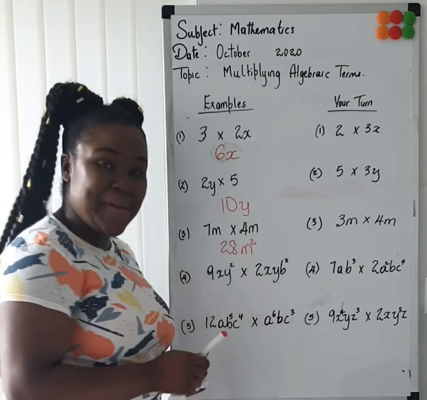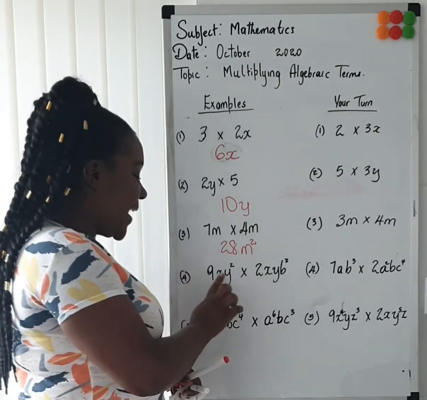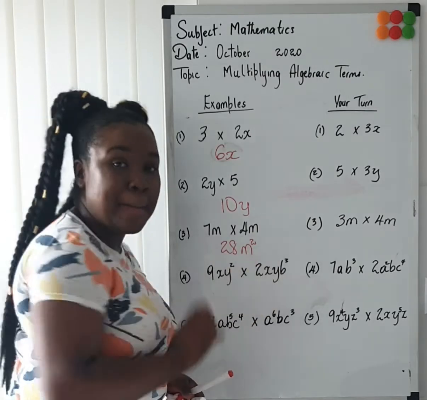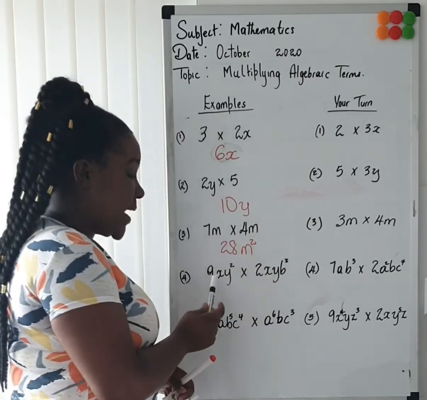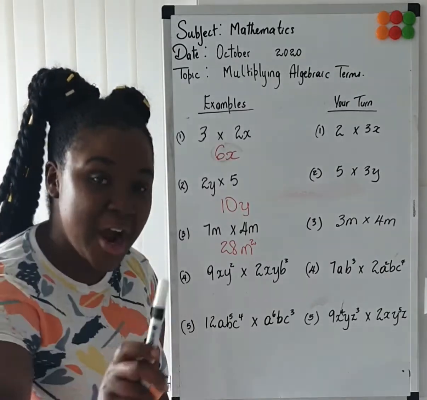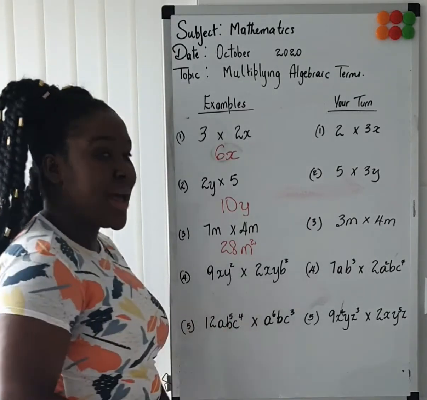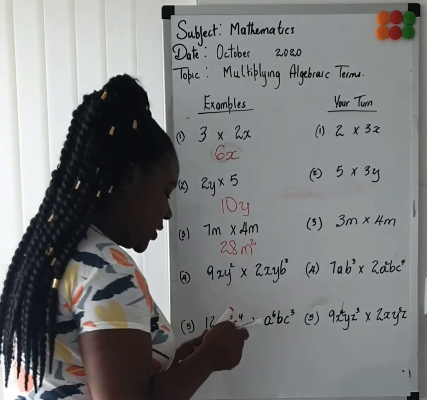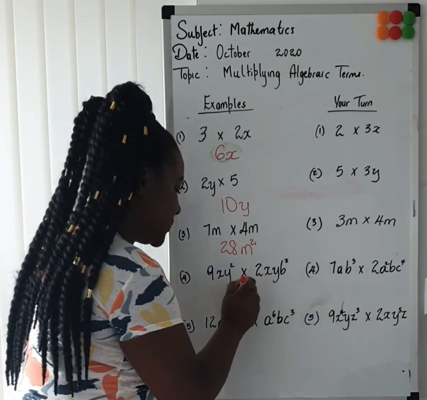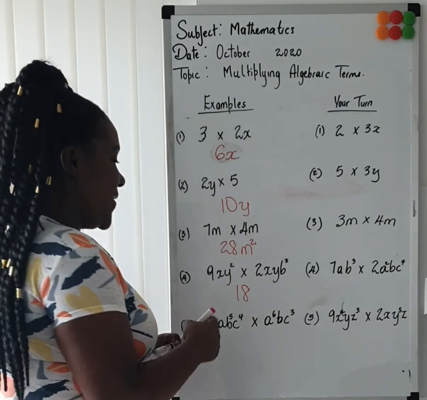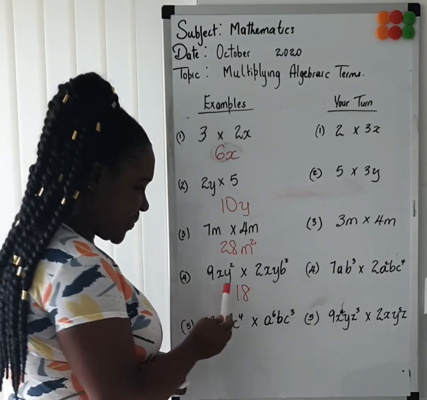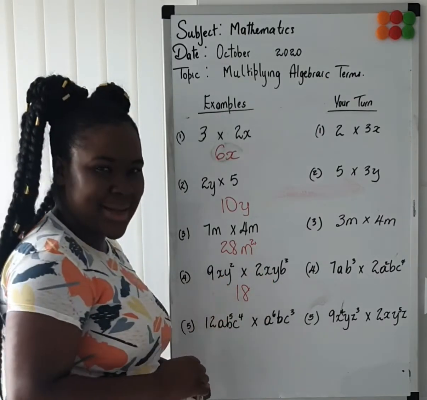So let's go with number 4. We have 9xy squared times 2xy, b to the 3rd power. We're going to multiply the numbers first. So we say 9 times 2, and that is 18. We write down our 18. Then we go with the x now. X times x is x squared.